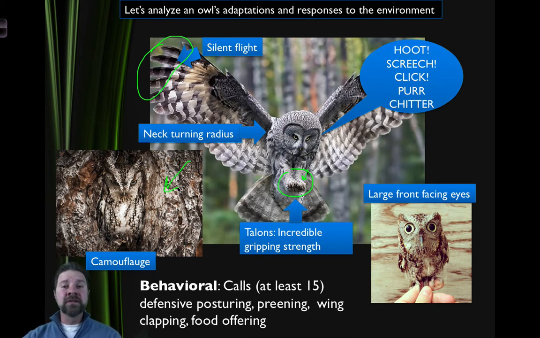Well, these calls are purely behavioral. At least 15 owl calls are known, and their purposes are very different from each other. One is defensive posturing, a specific call saying, hey, get out of my territory. There's preening, there's wing clapping, and food offering. Some of these are territorial, and some are to woo female owls and possibly reproduce with them.